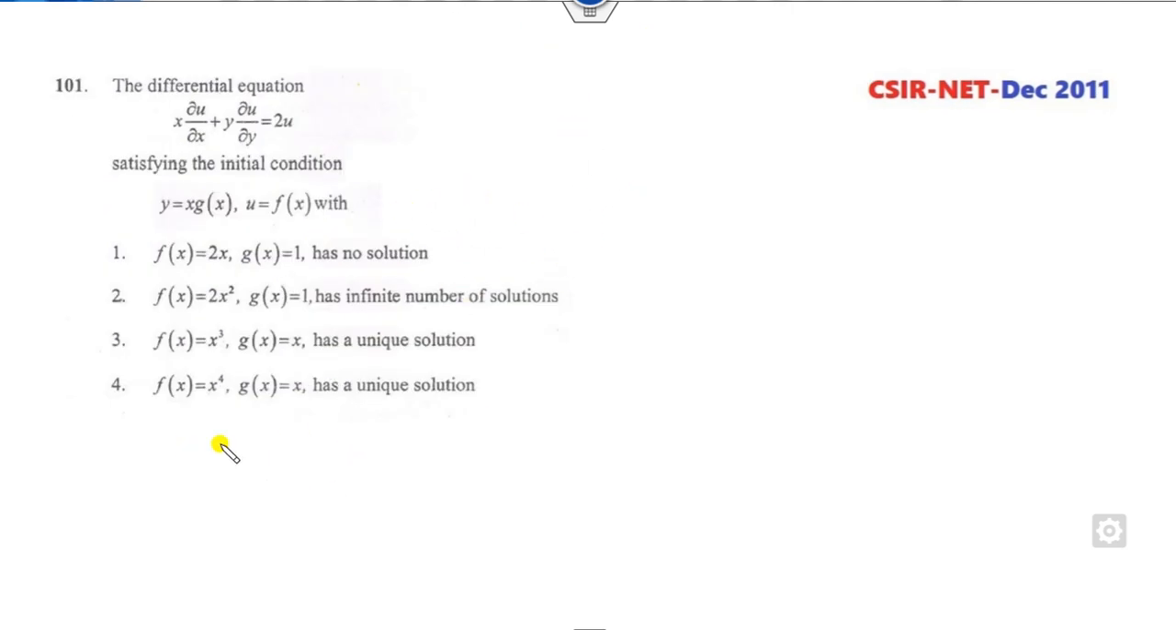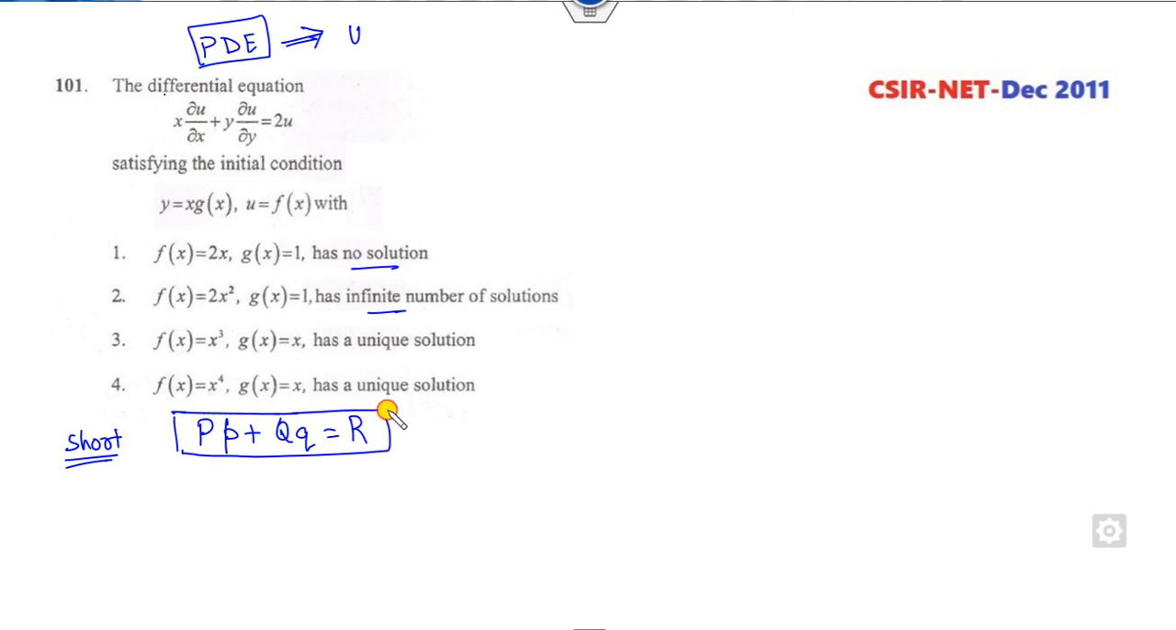Now, another trick for whenever a partial differential equation is given and your target is to identify whether it has a unique solution, no solution, or infinitely many solutions. What is the shortcut trick for you? You have to compare this equation with the standard form, with P of this, Q of this, and R.